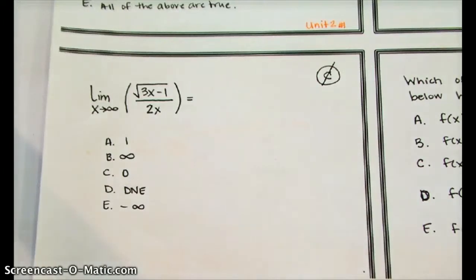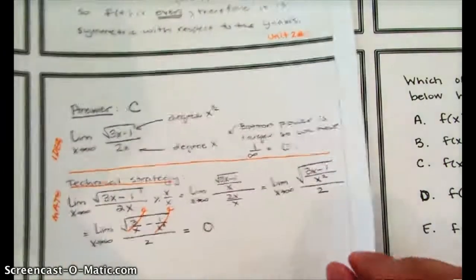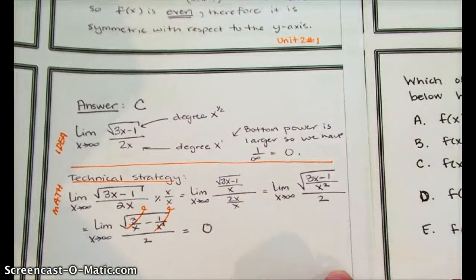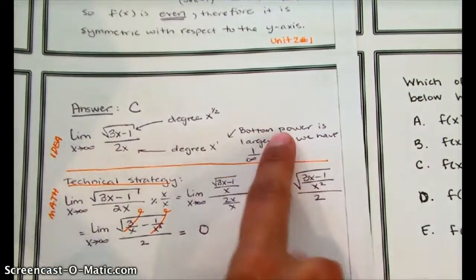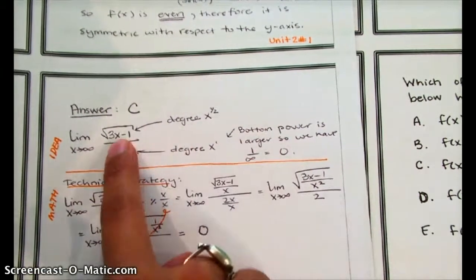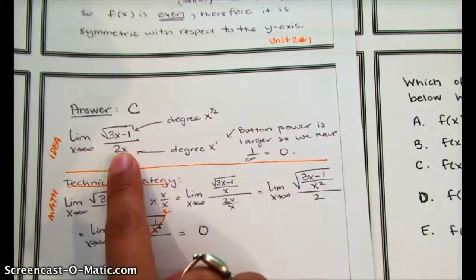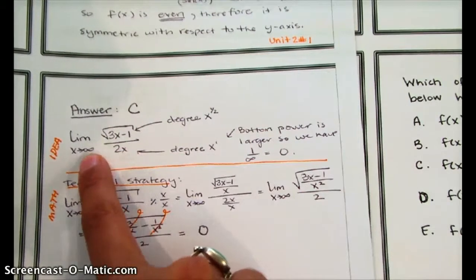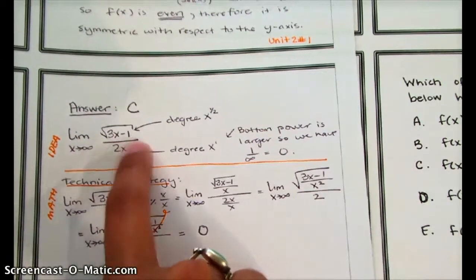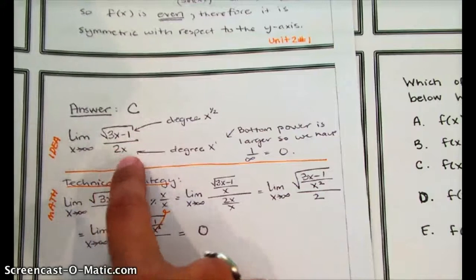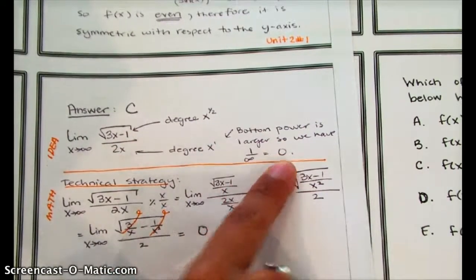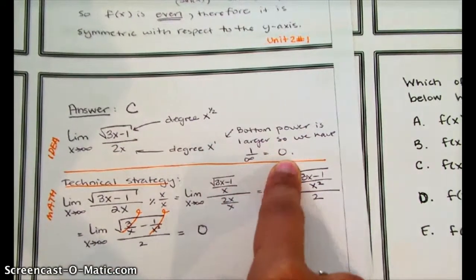Great, here's my answer key for this question. Notice that I did it 2 different ways. This is the kind of intuition. The intuition here is that the power on the top is smaller than the power on the bottom. So since we're going to infinity, this only works at infinity, the end behavior model that I should think about is like 1 over infinity, which would be 0, and that's the answer it shows.